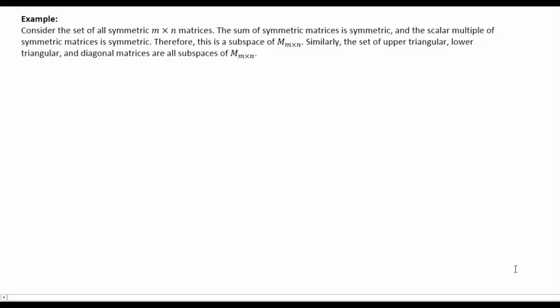The first example of a subspace, let's consider the set of symmetric matrices. Well, the sum of symmetric matrices is also symmetric, and the scalar multiple of symmetric matrices is symmetric. So symmetric matrices form a subspace of the matrix space. In the same way, upper triangular, lower triangular, and diagonal matrices are all subspaces.